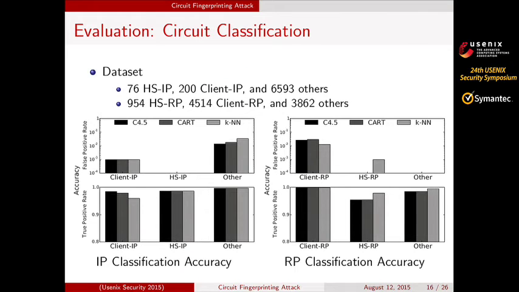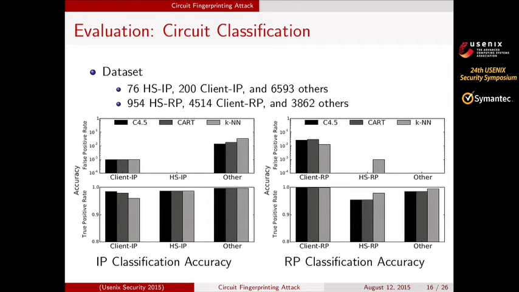So we collected some data on different IPs and RPs and other circuits, and we ran the tree-based classifiers, which are C4.5 and CART, and also the KNN algorithm. And we saw that all algorithms performed pretty well. For IP classification, it had a true positive rate of over 95% for all of them, meaning that everything that was actually IP got correctly identified as that IP. And it also had a very low false positive rate, below 1% for client IP and hidden service IP.